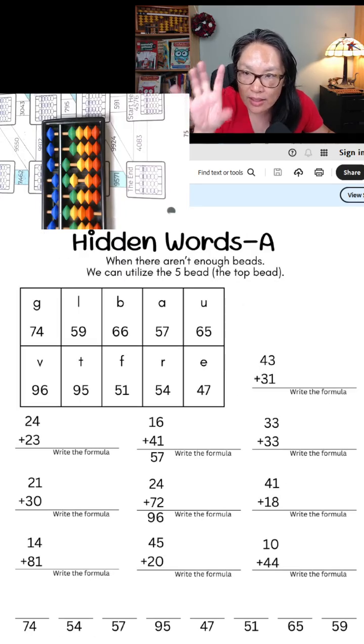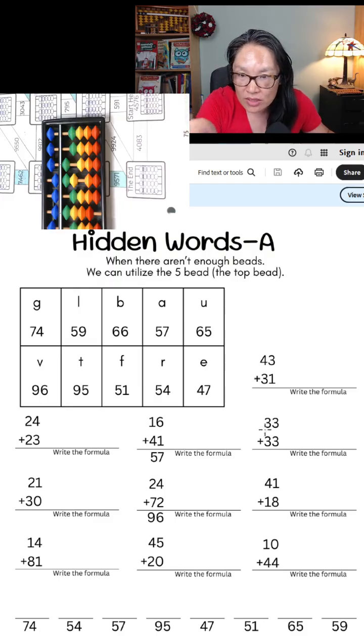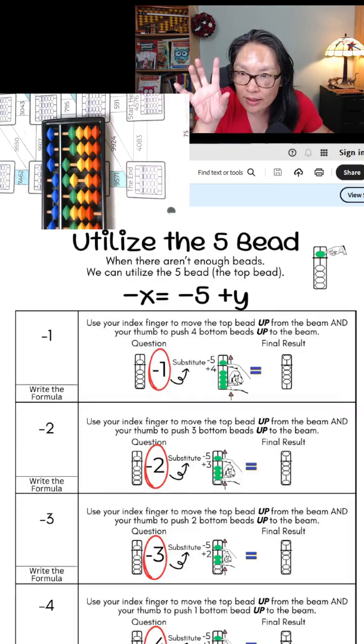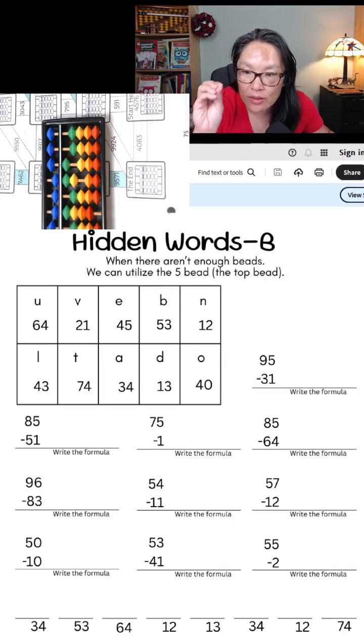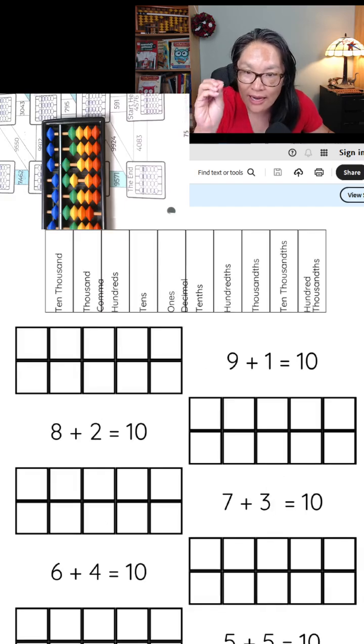And then there's the hidden words. The hidden words is you solve it. You have to write the equation, write the formula, and then you have to figure out what the word is. And then this is minus the 5, and it just keeps going. So then these are the activities that I have for you guys.